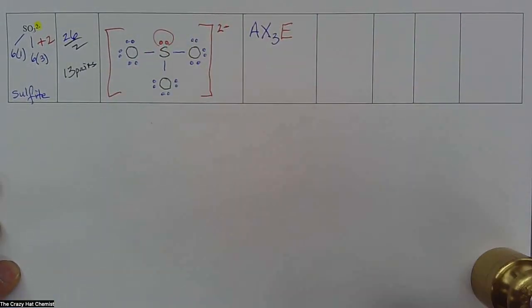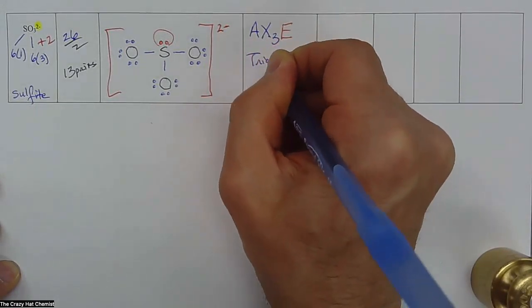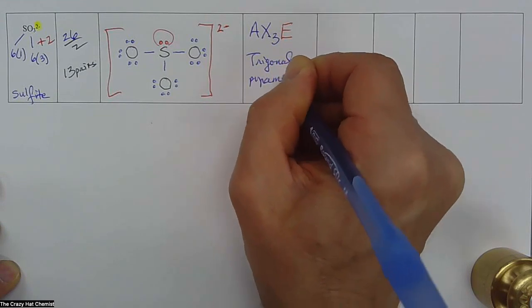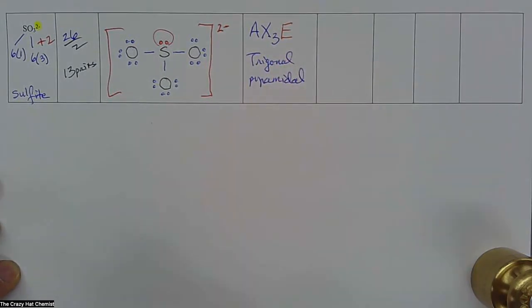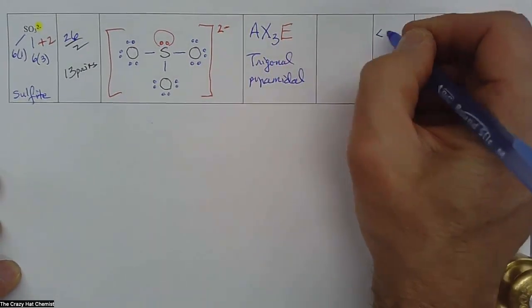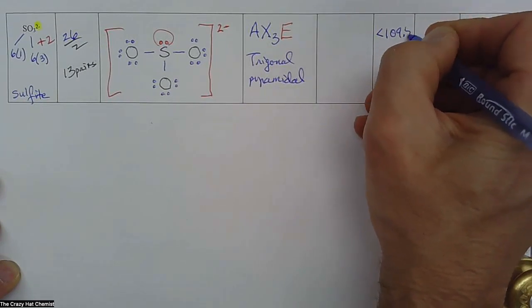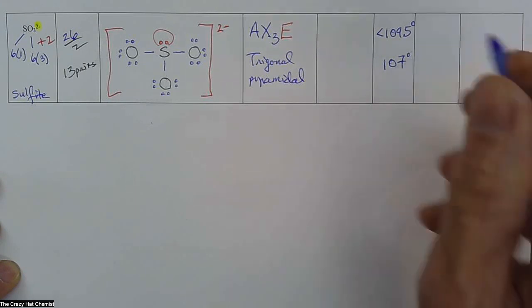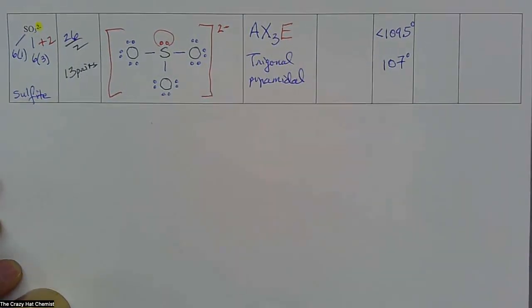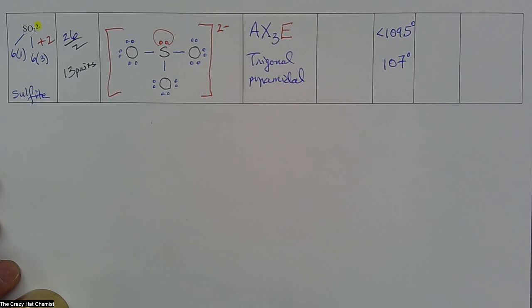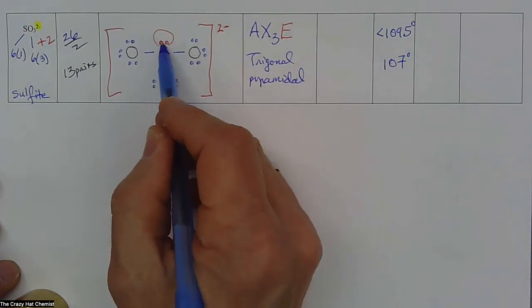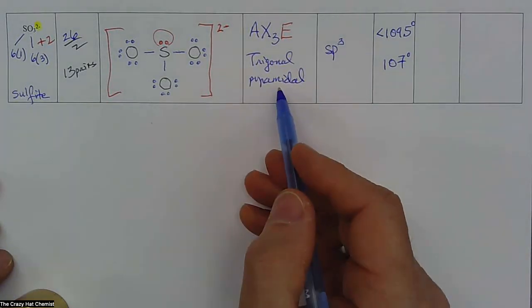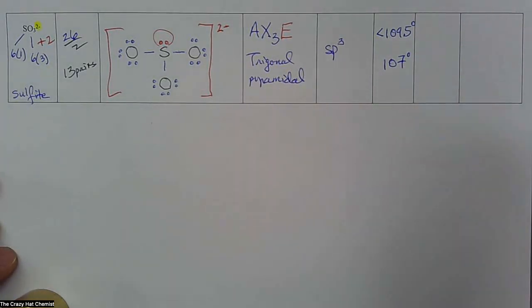That is trigonal pyramidal. Okay, and trigonal pyramidal has bond angles that are less than 109.5 degrees. Alternatively, we can call this 107 degrees. Either one of those would be perfectly fine. Hybridization, sp1, p2, p3, so this is sp3 hybridized. If it's trigonal pyramidal, it is most certainly always polar.